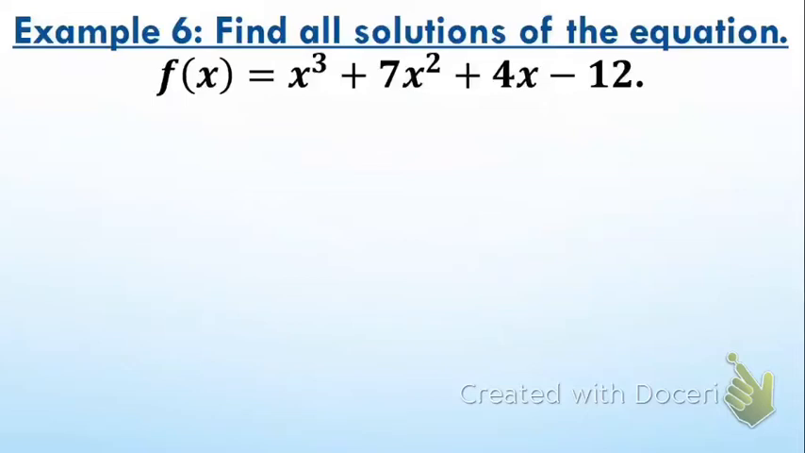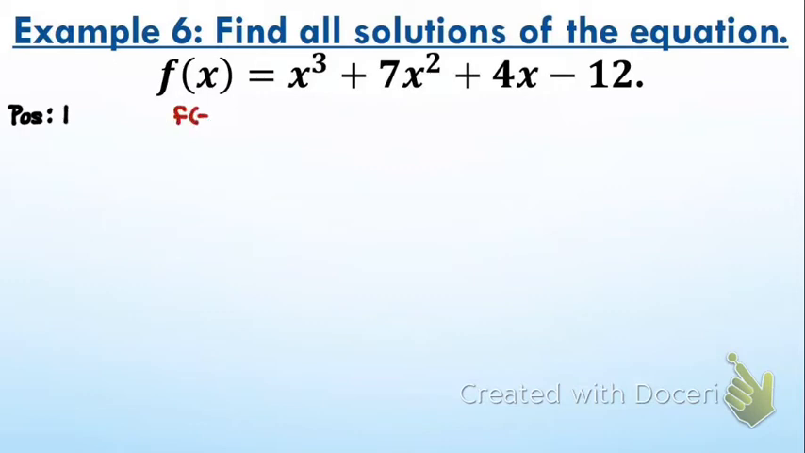Example number 6. All right, just like before, Descartes' rule of signs to start us off. Positive roots first. The only sign change I see is back here where it goes from positive to negative. So there is a maximum of 1 positive real zero.